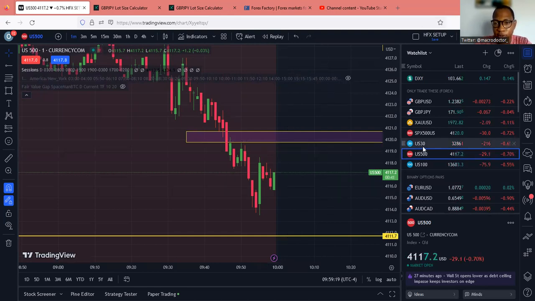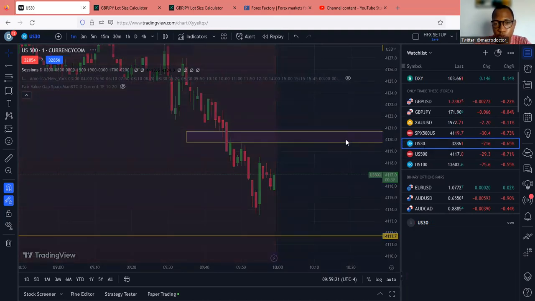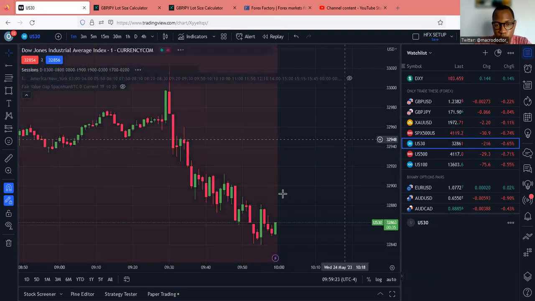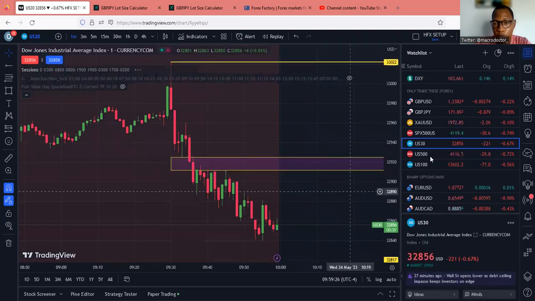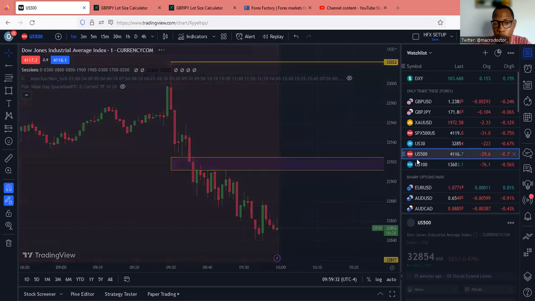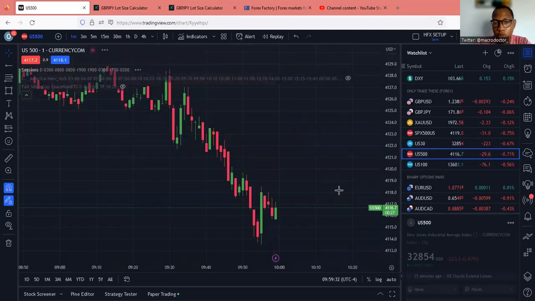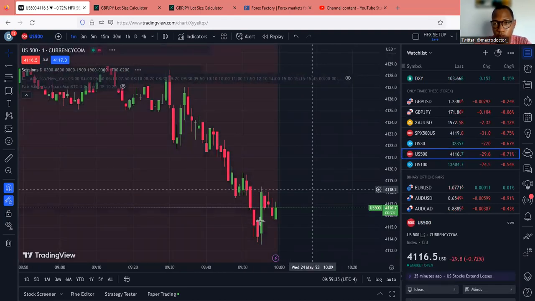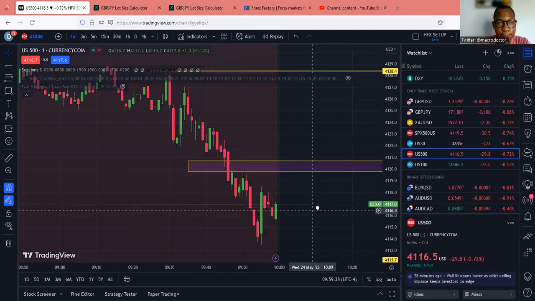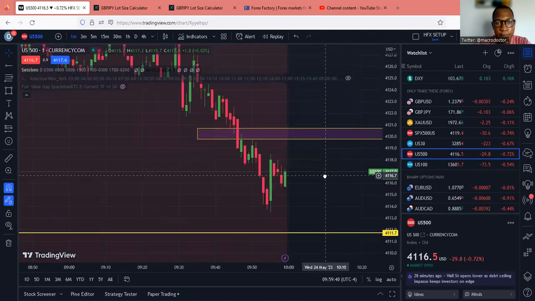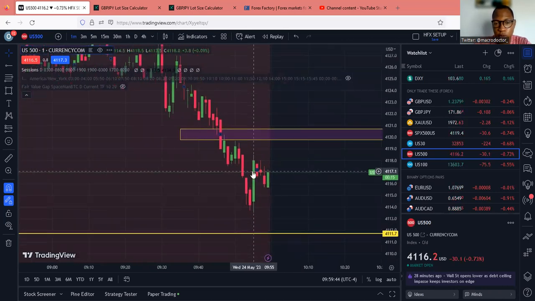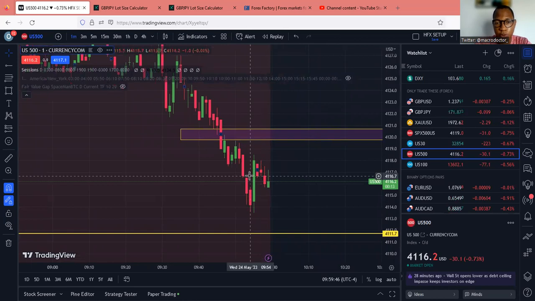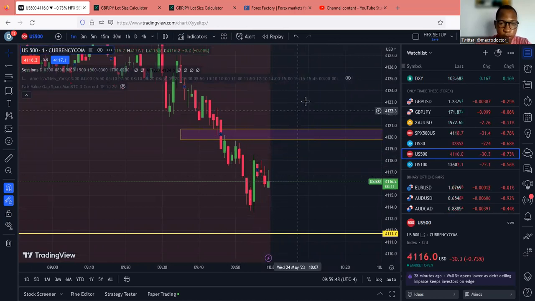I'm really happy about the timing of this. Let's see what price wants to do. So it's the same here, same there. So it's almost 10. Let's just see what price does at this point. Okay.